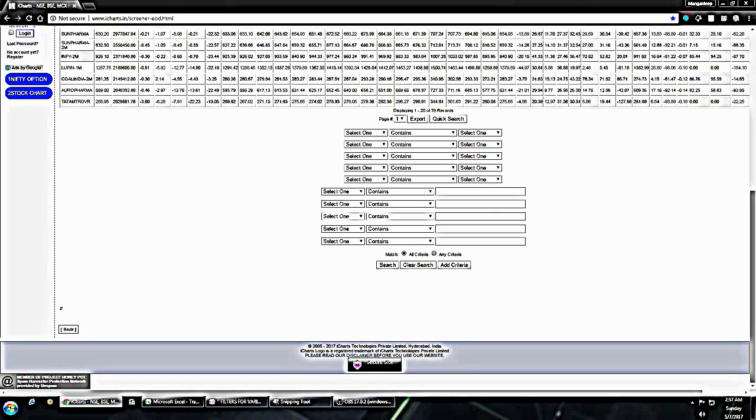Having that said, these are the filters which can be applied here. Last close should be greater than Bollinger Band upper.